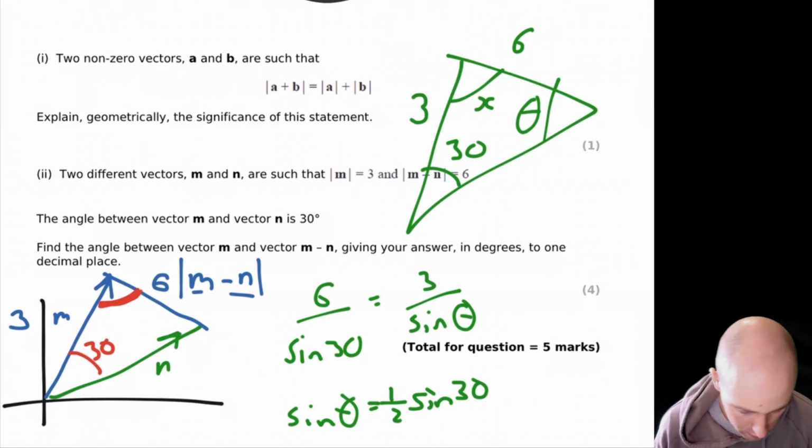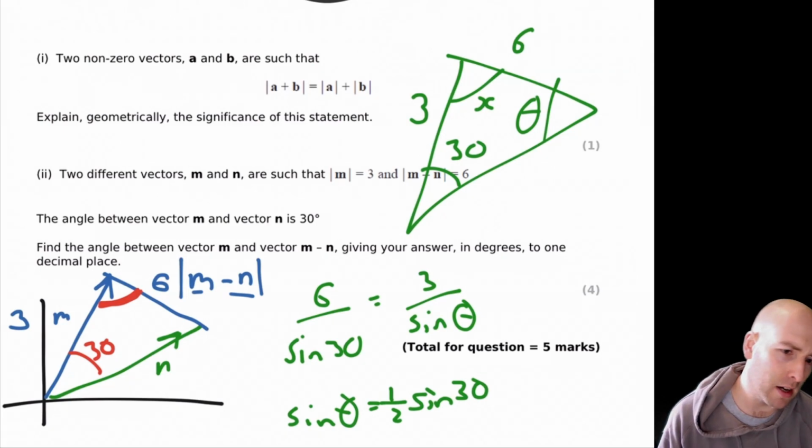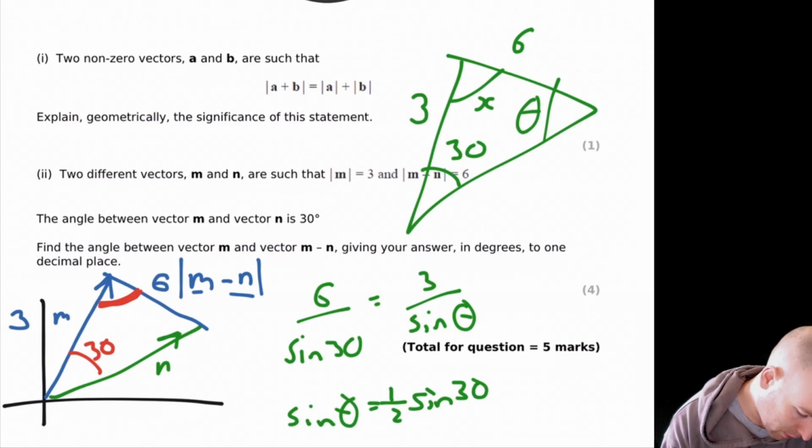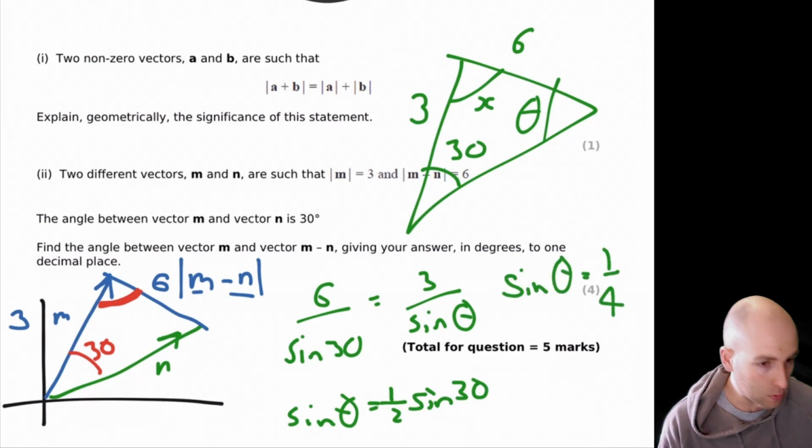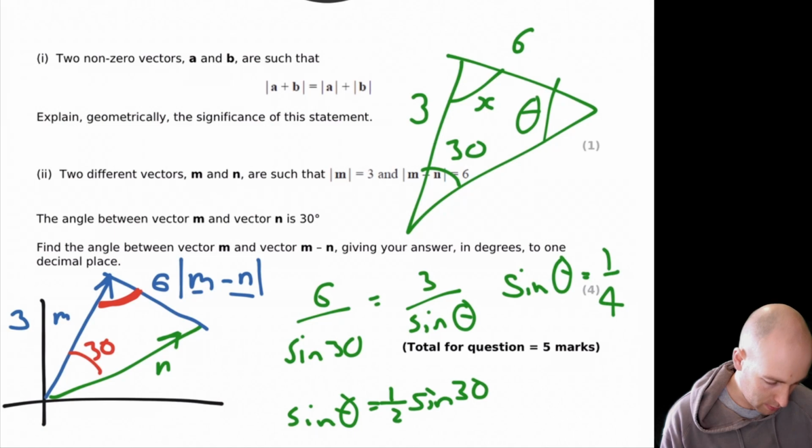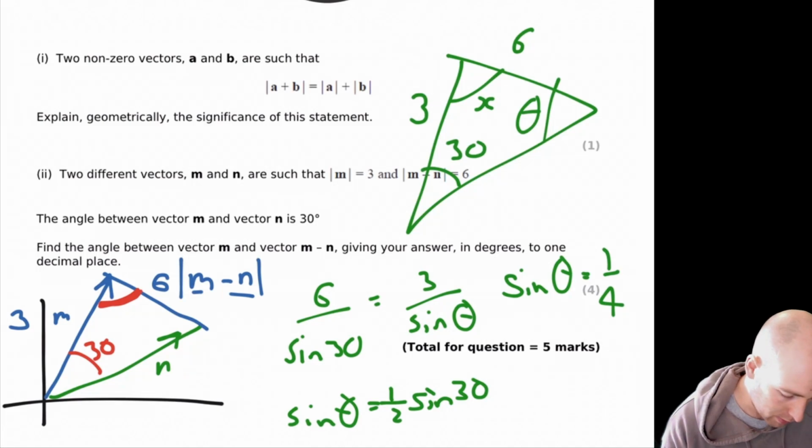Yeah. So sine 30, I believe, is a half. So half of a half is a quarter. So we're looking for sine theta is a quarter. So if I arc sine a quarter, we get that I'm in radians. So let's get rid of that. Where's degrees? Cool. We get 14.48 degrees.